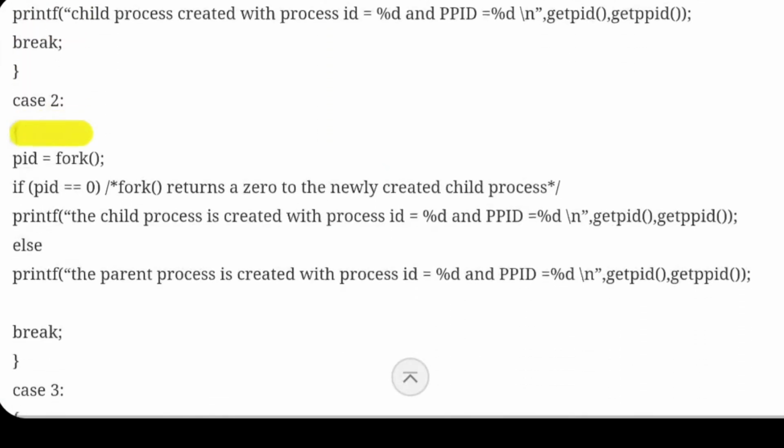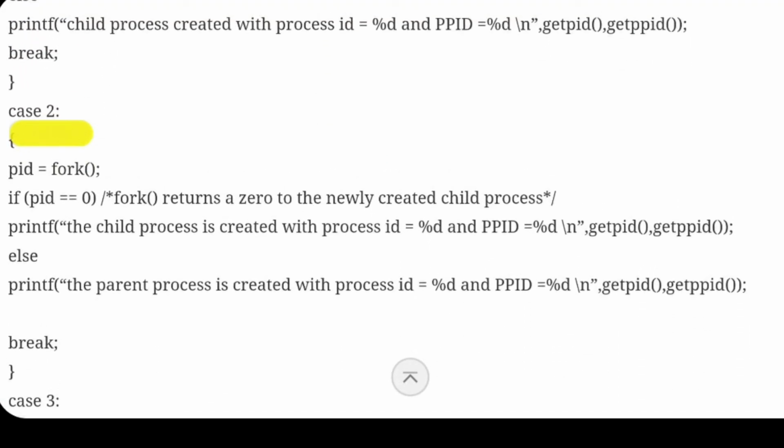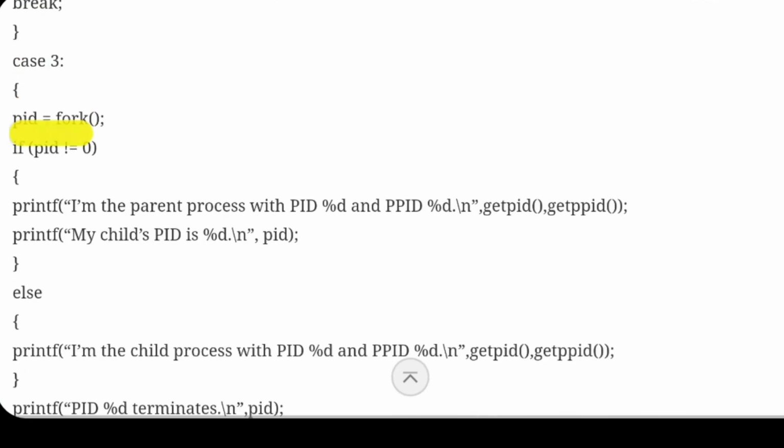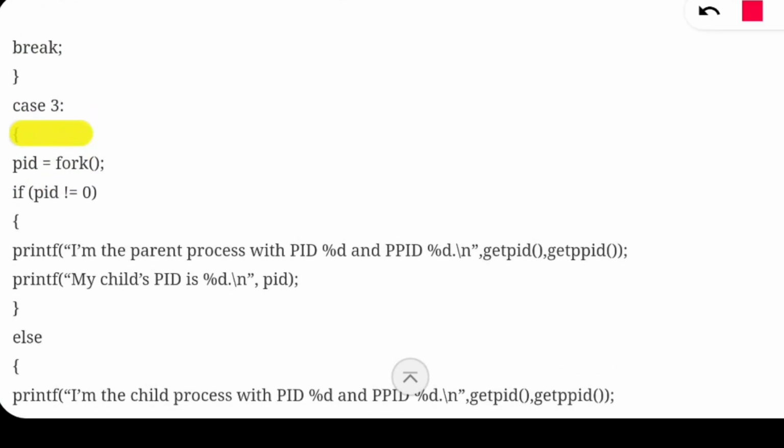In case 2, again the fork function is called, checking whether it is the child or not. If it is equal to 0, then it is a child process. Again, printing the process PID numbers. Similar thing we have done in case 3 also: called the fork function. If pid is not equal to 0, in such a case we are printing the parent process IDs.